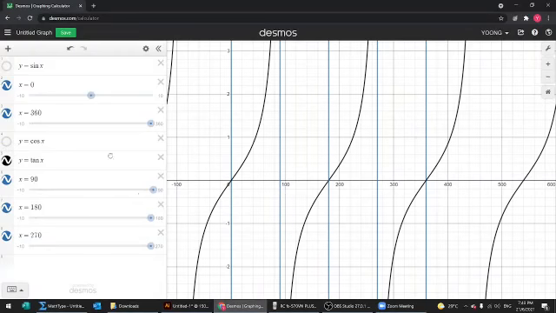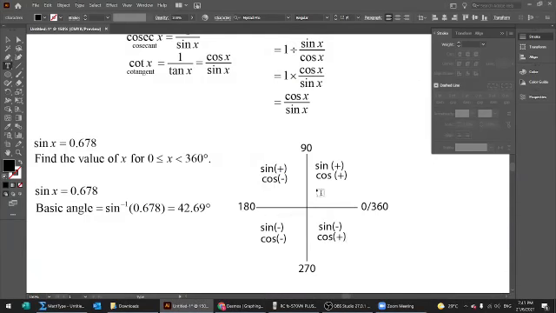Let's look at tangent now. What happened? Here is positive. Here negative. Here positive. And here negative. So positive, negative, positive, negative, correct? So that's why we have tangent positive here, tangent negative here, tangent positive here, and here is tangent negative.